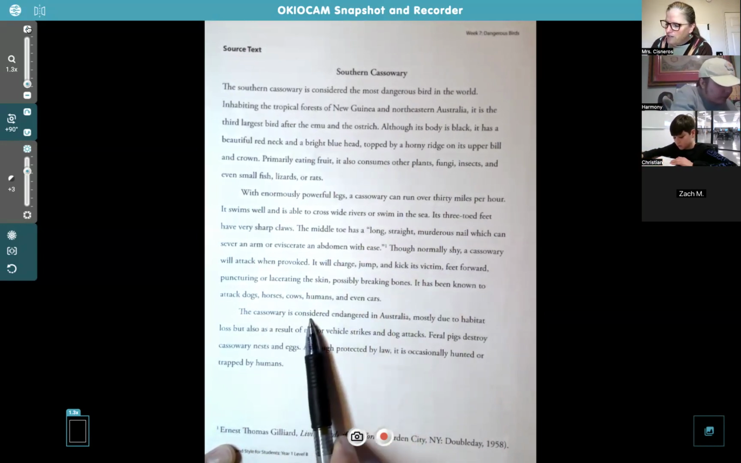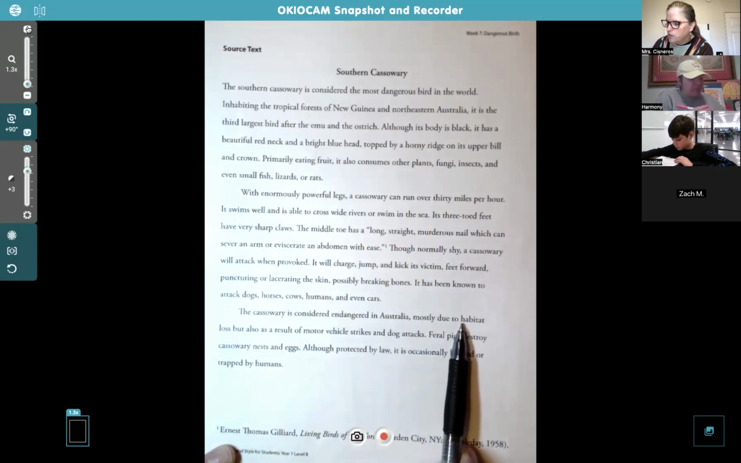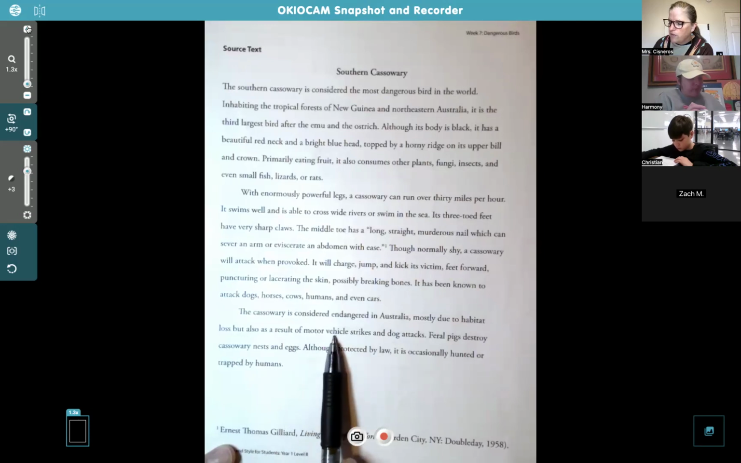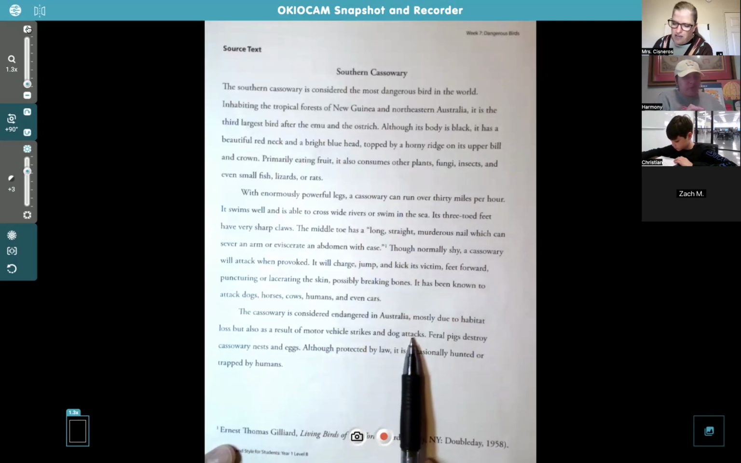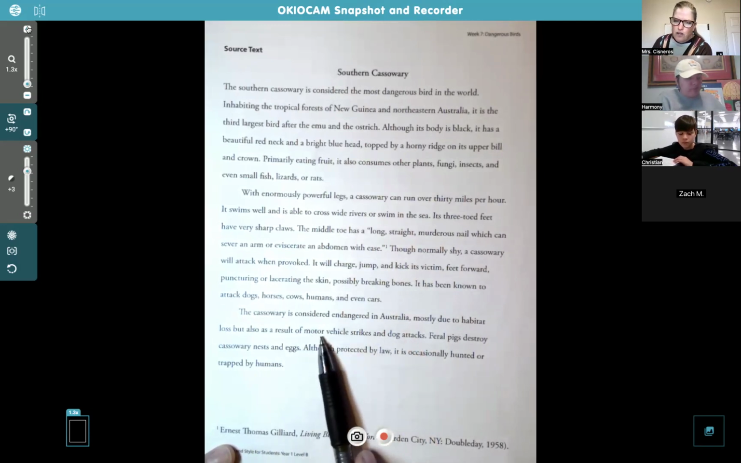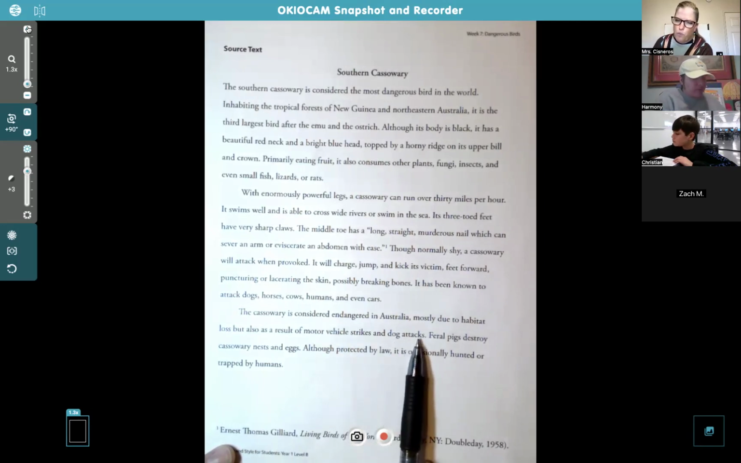The cassowary is considered endangered in Australia, mostly due to habitat loss, but also as a result of motor vehicle strikes and dog attacks. So basically, there's not very many left, and they're saying partly because maybe the forest is changing, but also partly because somehow cars are hitting them. Maybe tourists that are driving around Australia don't see them at night or something. But also dog attacks, so probably wild dog attacks, I'm thinking.